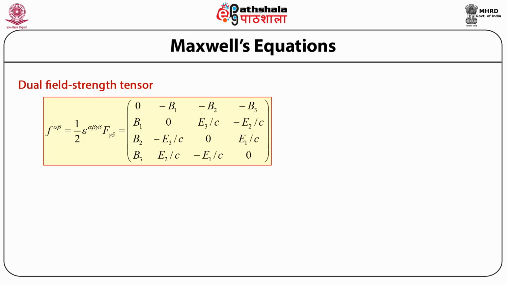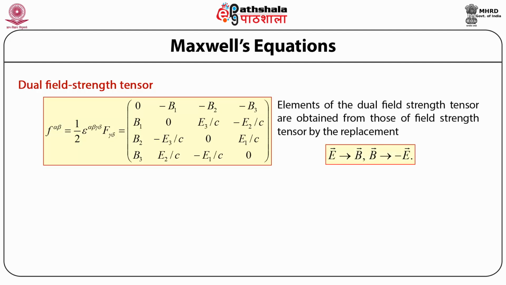So if we compare this equation of the dual field strength tensor with the equation of the field strength tensor, then what we realize is that the elements of the dual field strength tensor can be obtained directly by doing a transformation of the field strength tensor, by simply replacing the electric field with the magnetic field and the magnetic field with the negative of the electric field.